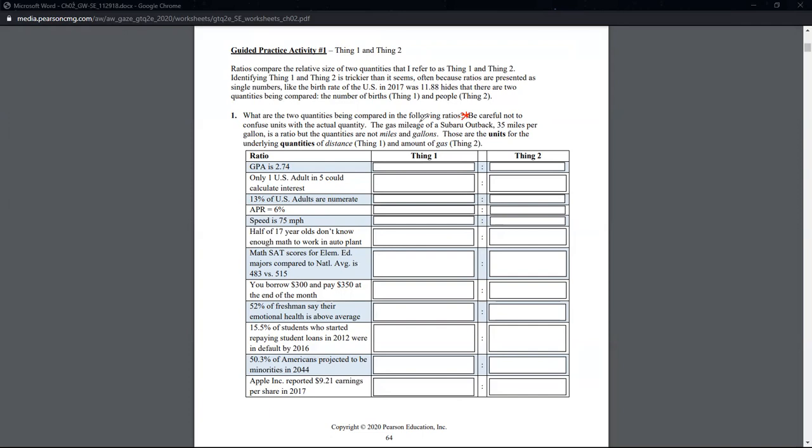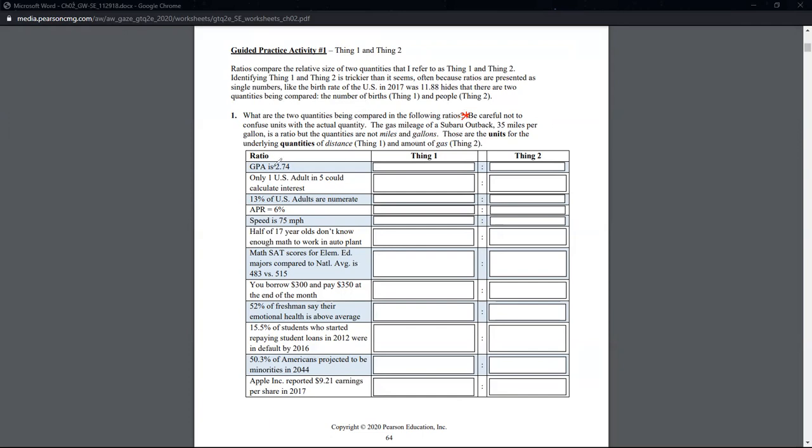I mean, honestly, as long as you understand the information you're conveying, why can't you call thing one miles and thing two gallons? So I just kind of disregard that, really. It's not an issue that's going to come up in the homework or the test, so it's fine. Use your own words. Use whatever word you like.